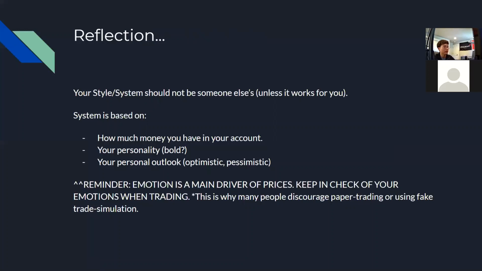So yeah, it should be based on how much money you have, your personality, like if you're bold, or if you can be kind of scared, your personal outlook, and if you're optimistic or pessimistic. That actually plays a very big role when we're thinking about bullish and bearish investors. We call them bulls or bears.